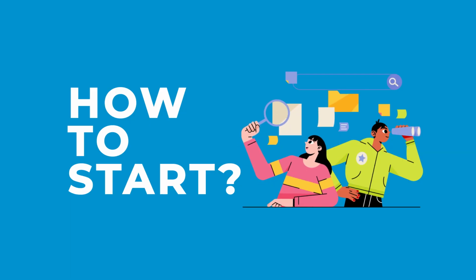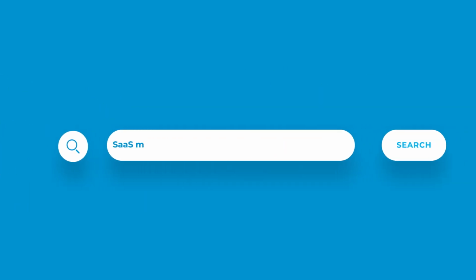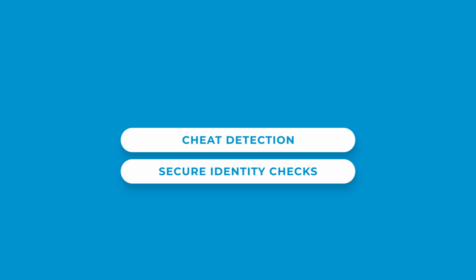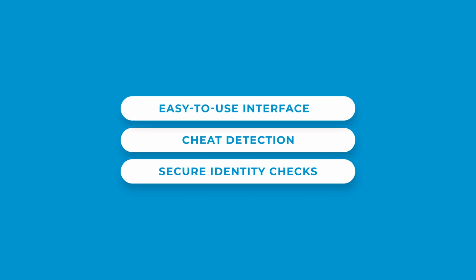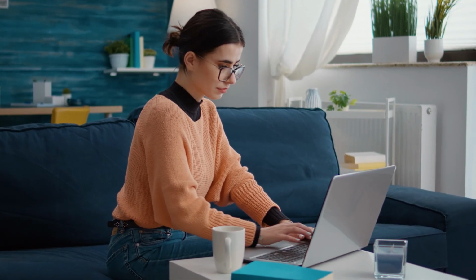So, how do you get started with SaaS proctoring? First, choose the right software. Look for features like cheat detection, secure identity checks, and an easy-to-use interface. Second, make sure the software integrates with your online learning platform. This creates a seamless experience for students and synchronizes results.